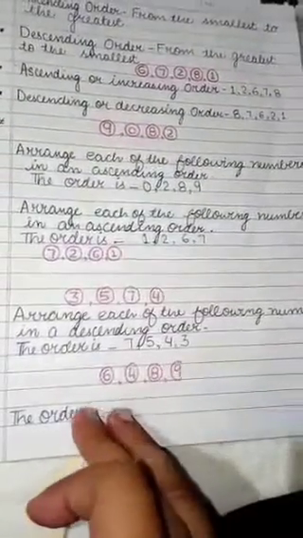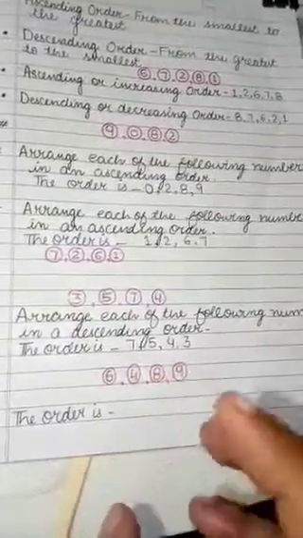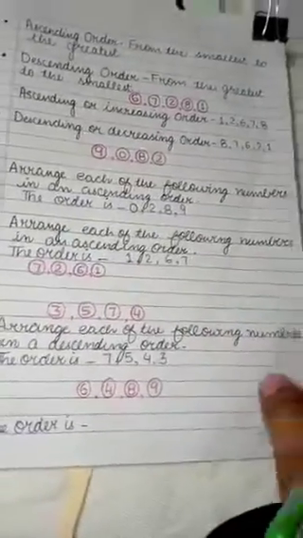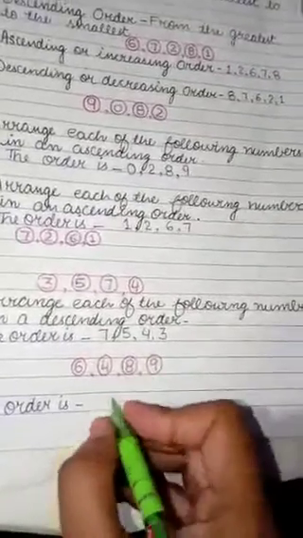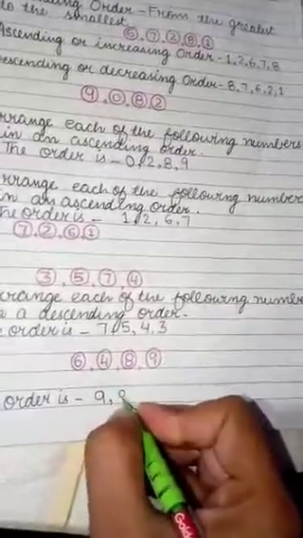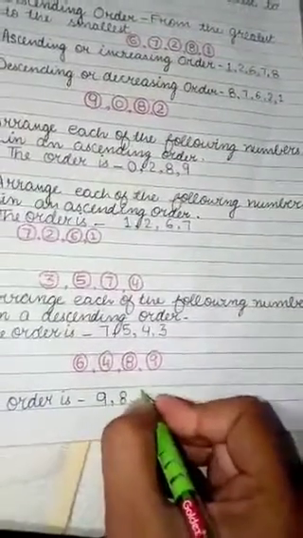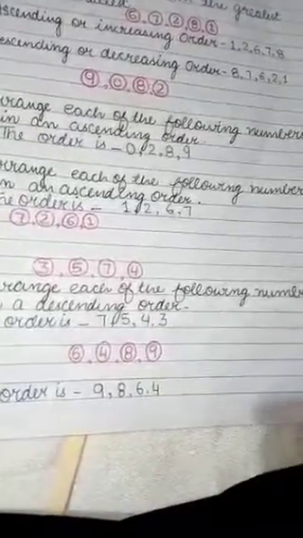Now come to this. Here we also have to do the descending order. 6, 4, 8, 9. The order is, the greatest number is 9, then 8, and then 6, and the smallest one is 4. Understand?